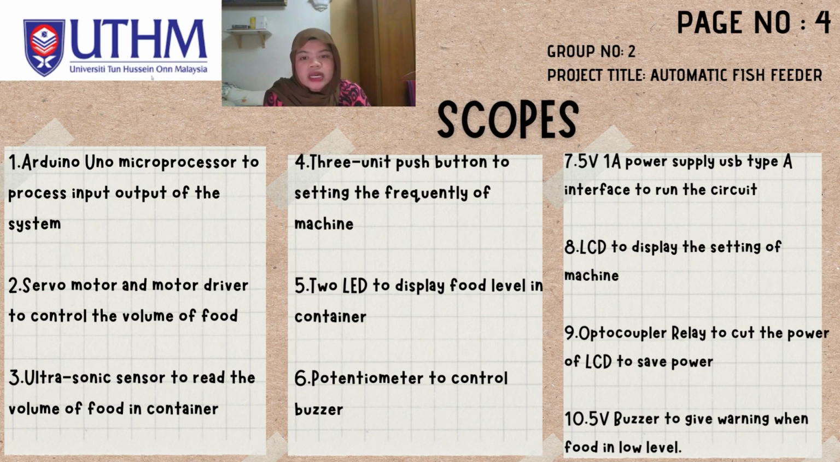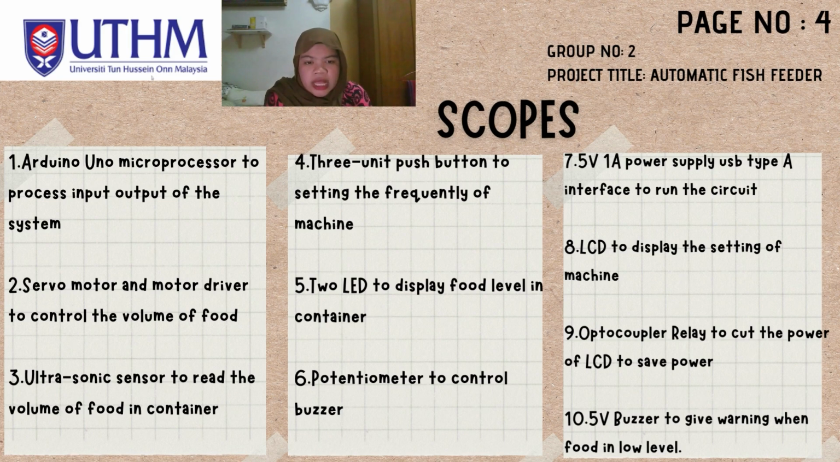The fourth is three unique push buttons for setting the frequency of the machine. The fifth is two LEDs to display the food level in the container. The sixth is a potentiometer to control the buzzer. Seventh is a 5 volt power supply with USB Type A interface to run the circuit.